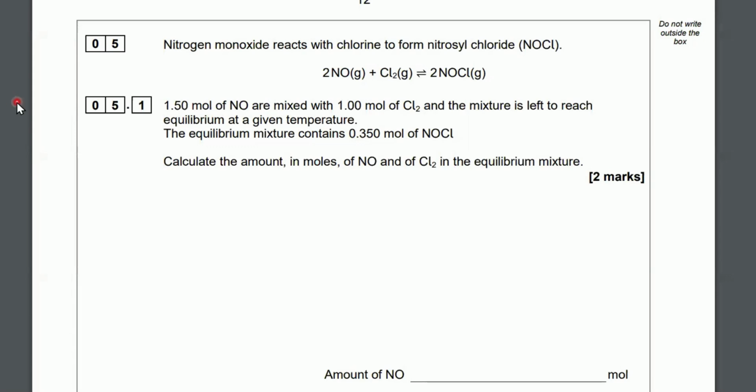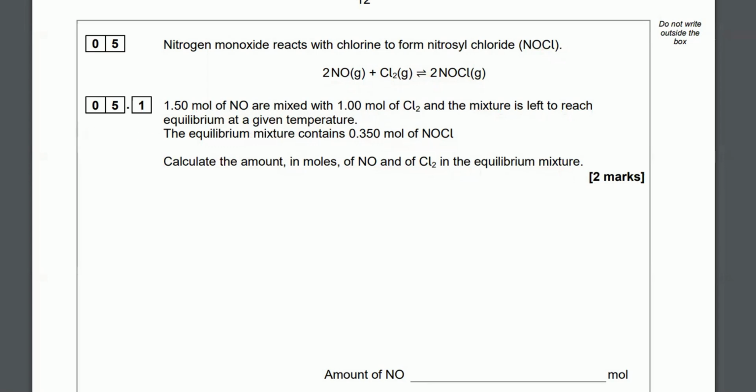Question 5. Nitrogen monoxide reacts with chlorine to form nitrosyl chloride, NOCl. The equation for this is 2NO gaseous plus Cl2 gaseous, reversible symbol, 2NOCl gaseous. 5.1: 1.50 moles of nitrogen monoxide are mixed with 1 mole of chlorine, and the mixture is left to reach equilibrium at a given temperature. The equilibrium mixture contains 0.350 mole of NOCl, nitrosyl chloride. Calculate the amount in moles of NO and Cl2, the reactants, in the equilibrium mixture.